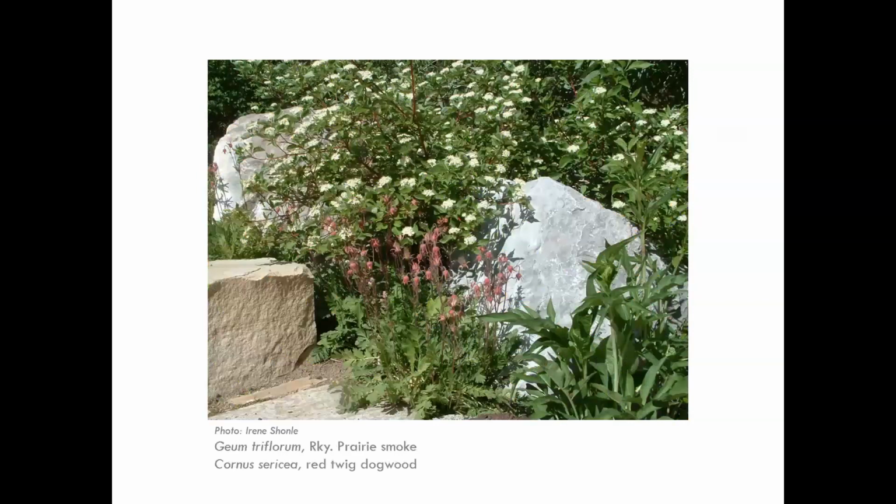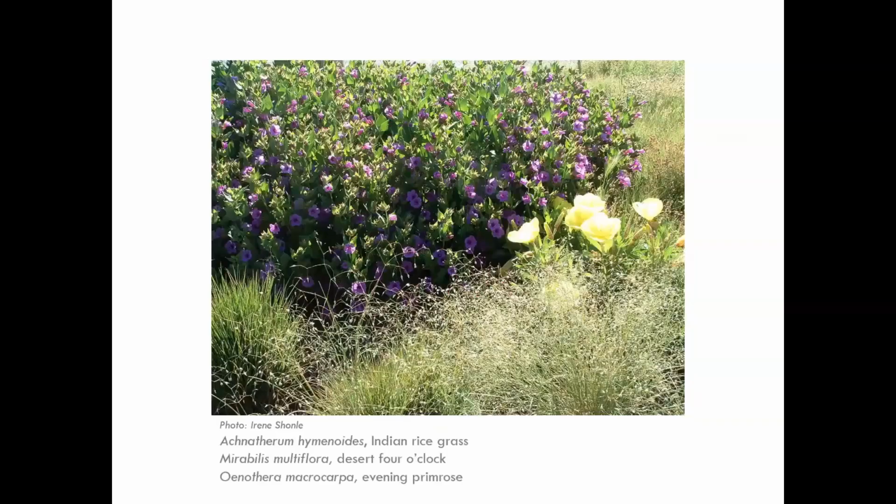Here you've got the geum, the little prairie smoke in the front there. I think that might be one that can handle some clay soils. And then the red twig dogwood in the background, that shrub with the white flowers. You've got Indian rice grass down in the front there with their really pretty seed heads, desert four o'clock in the back with the pink, and then evening primrose, that pop of yellow.